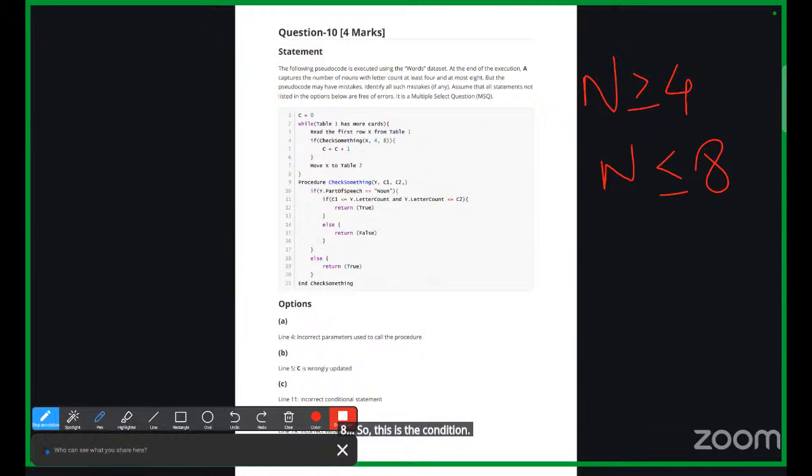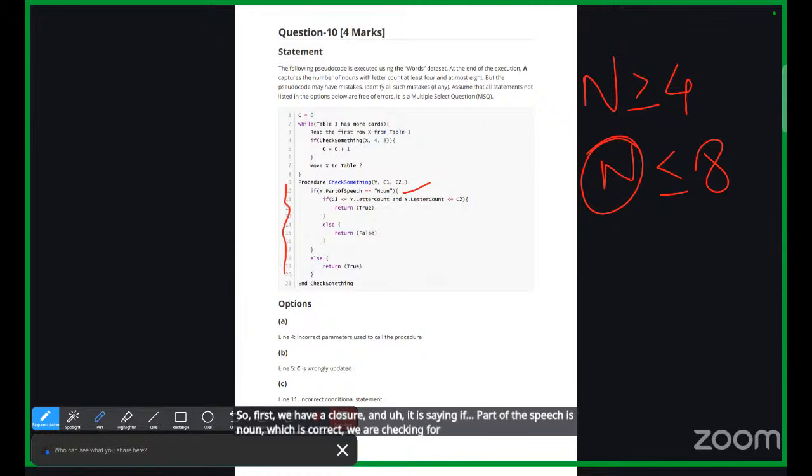Assume that all states are given, but the pseudocode may have mistakes. Identify all the mistakes. This is again an MSQ. We have to find all the mistakes which are there in the pseudocode. First we have a procedure, and it says if part of speech is noun, which is correct, we are checking for noun.